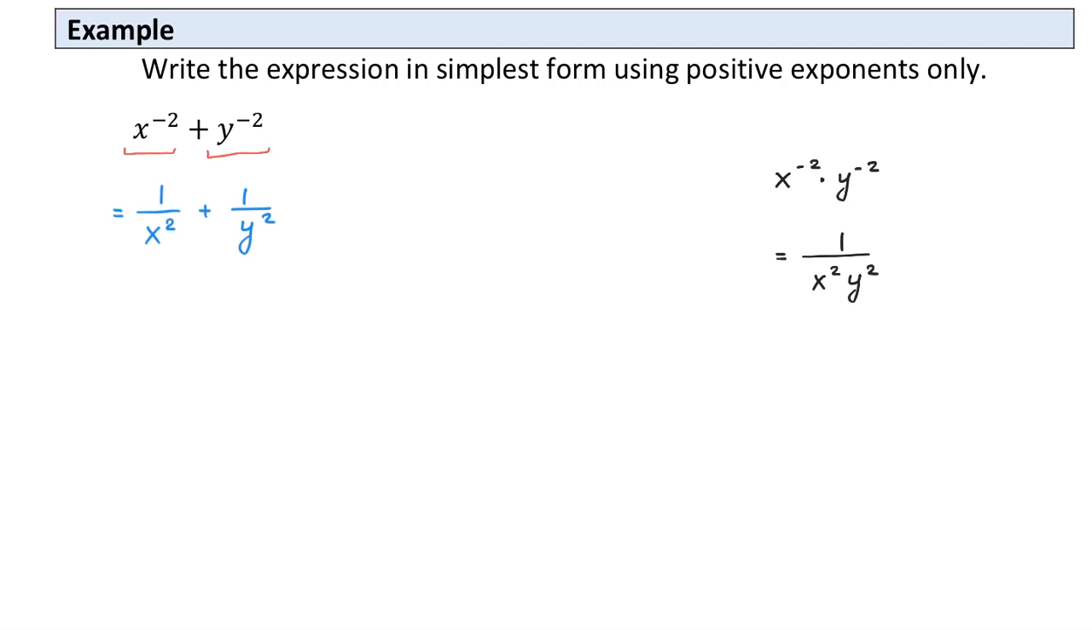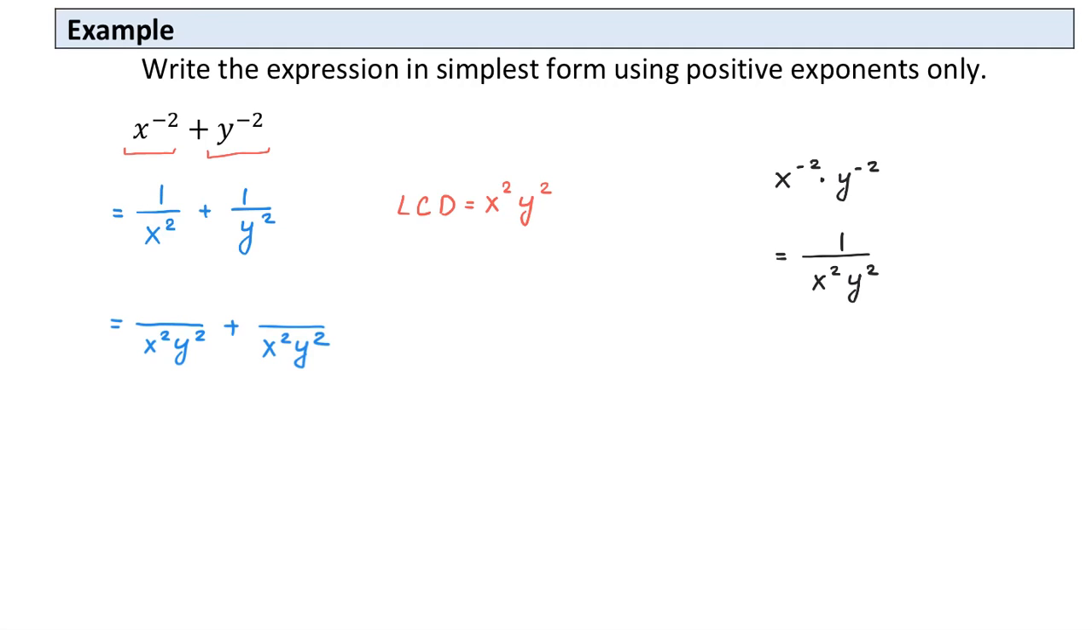Now, to add these two fractions, we need to have the same denominator. The first fraction has the denominator of x squared, and the second one y squared. The least common denominator will be the product of these two denominators, x squared, y squared. So then, now both fractions will have the same denominator, x squared, y squared.